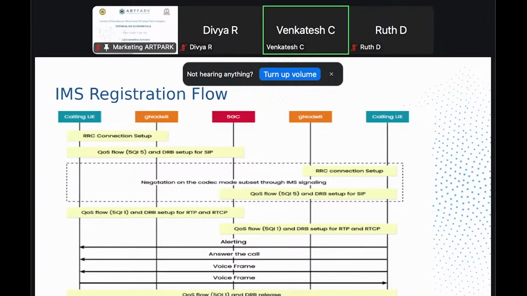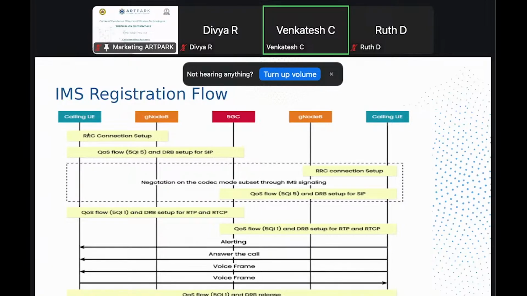In this slide we'll discuss the IMS registration and call setup flow. Here you can see the calling UE and the called UE, in between the gNodeB and the 5G core network. It may be that the two users are between two different gNodeBs.